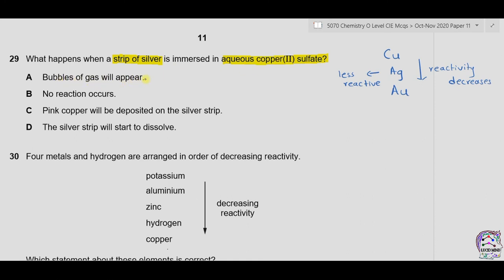So A is bubbles of gas, which is wrong. B is no reaction occurs, which is true, as the reactivity of silver is less. C is pink copper will be deposited on the silver strip. Incorrect. D is silver strip will start to dissolve. This is also wrong. Correct option is therefore B.